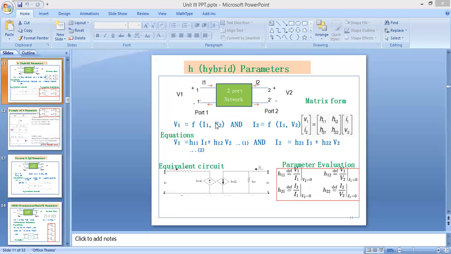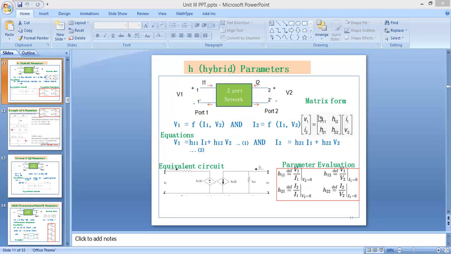So you can write V1 equal to H11 into I1 plus H12 into V2. We can call this equation 1. Again, you are supposed to write the equation for the dependent variable I2, the current flowing through port 2. You can write I2 equal to H21 into I1 plus H22 into V2. You can write these linear equations in matrix form.